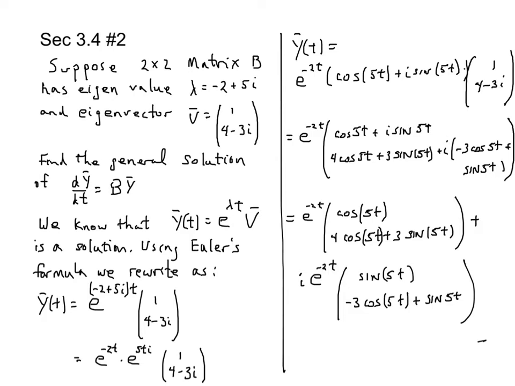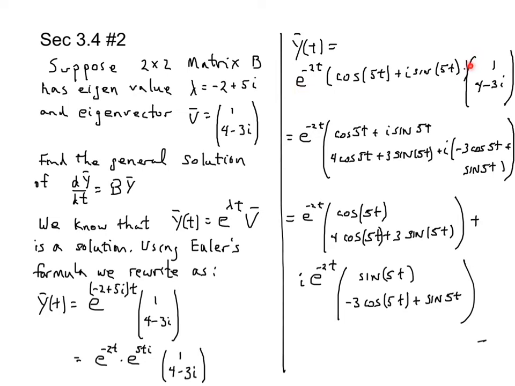Anyway, the mechanics of getting to our solution is first to rewrite e to the lambda t times our complex eigenvector v. We separate our real part and our imaginary part in the exponent. We write this as e to the minus 2t times e to the 5ti. This is the term that Euler's formula applies to. E to the 5ti, according to Euler's formula, can be written as cosine of 5t plus i sine of 5t. And we still have the e to the minus 2t sitting out front.